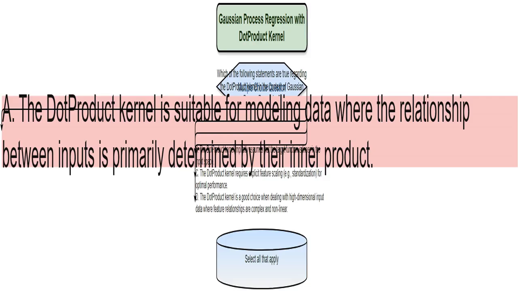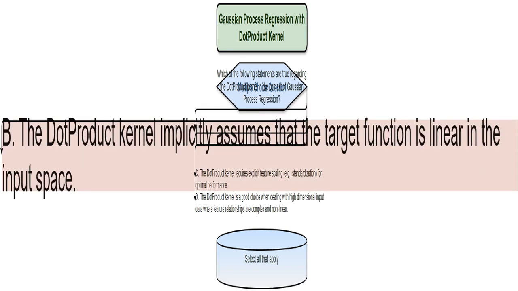This statement is true. The DotProduct kernel directly uses the dot product of input data points. If the relationship between your input data and the target variable is best described by the dot product, then this kernel is perfect. This is also true. Because the DotProduct kernel's workings rely on the linear dot product, it naturally assumes a linear relationship between input features and what you're trying to predict. It's not designed to handle complex curves.